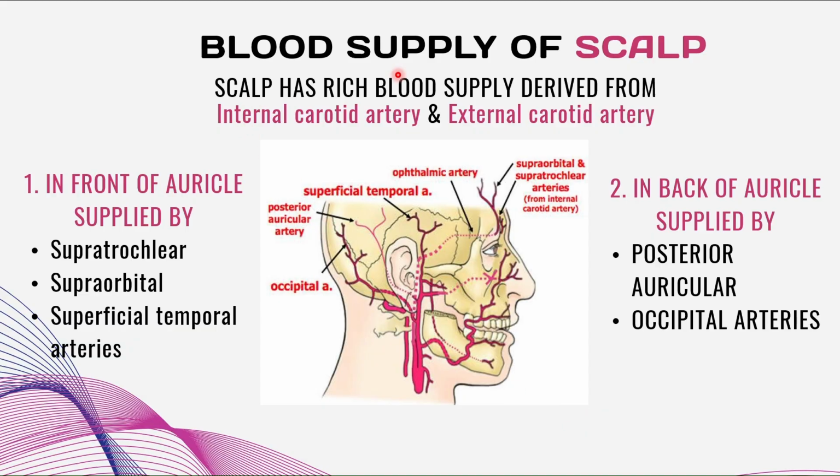Coming to the blood supply of scalp, scalp has a rich blood supply. This blood supply is derived from the internal carotid artery and external carotid artery. These both arteries give blood supply to the scalp. This blood supply is again divided into front of the auricle and back of the auricle. In front of the auricle, it is supplied by 3 branches: supratrochlear, supraorbital, and superficial temporal artery. The mnemonic is triple S: supratrochlear, supraorbital, superficial temporal arteries. These 3 branches supply in front of the auricle. And coming to the back of the auricle, it is supplied by 2 branches. One is posterior auricular branch, another one is occipital artery.